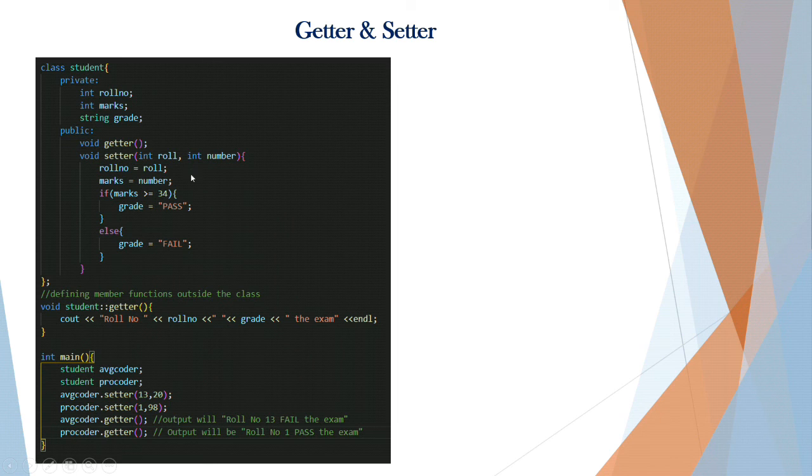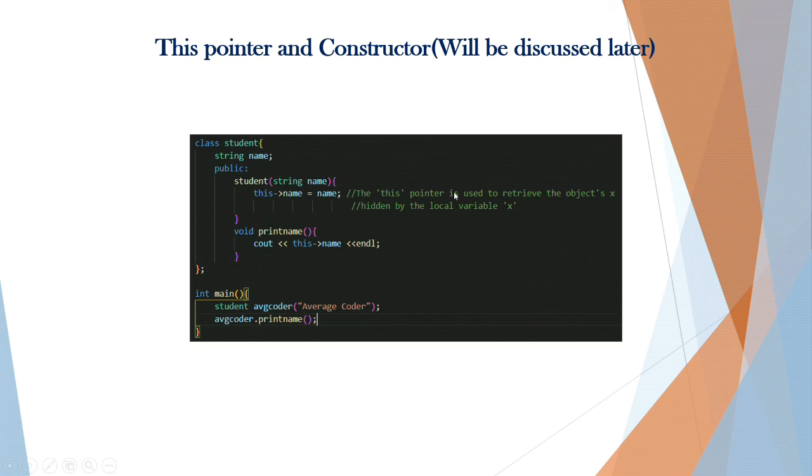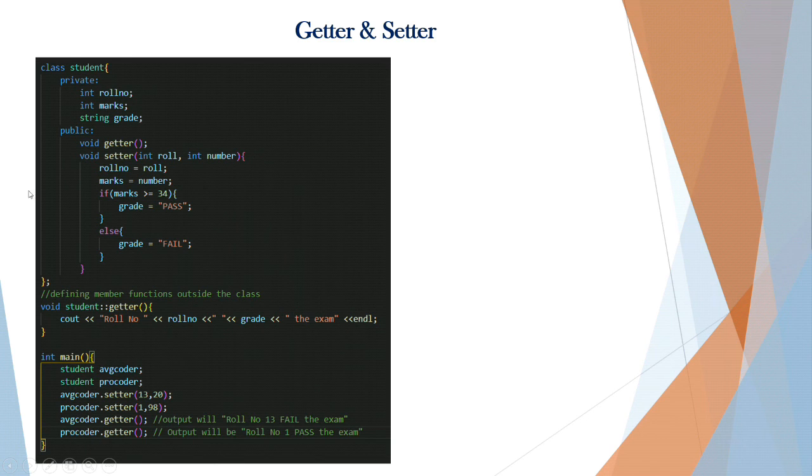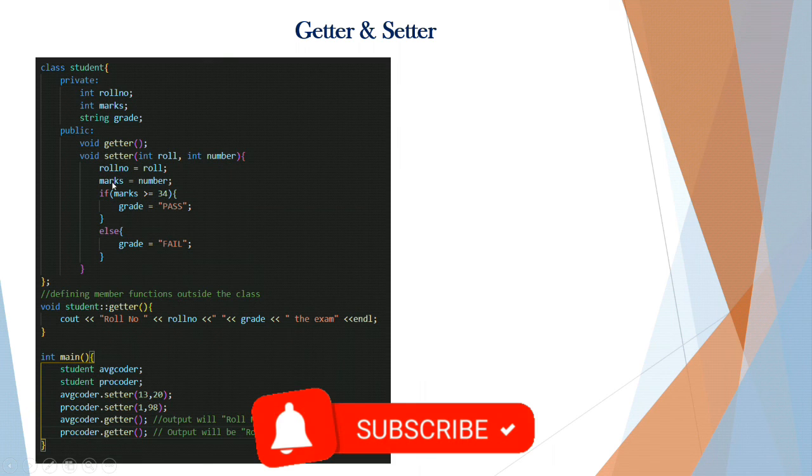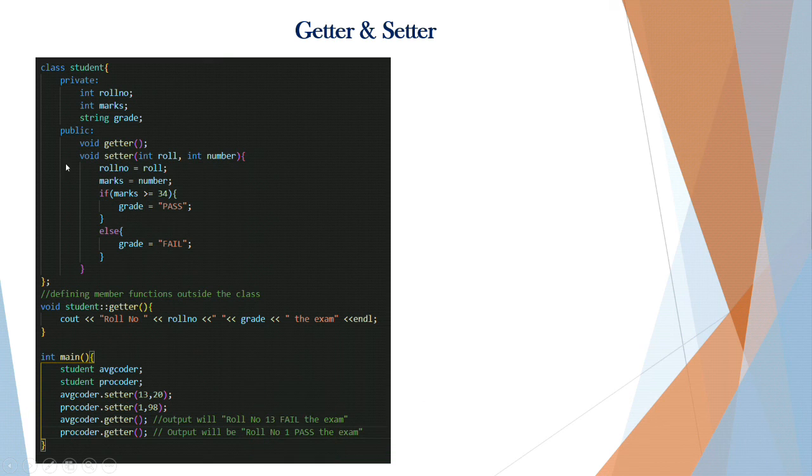In the setter, 13 will be received in roll and 20 will be received in number, and this will be stored in roll number. As I have previously said, we can easily access the private variables from the public section. So we are simply storing roll in roll number and marks, and here we are using an if condition. This program checks whether a student has passed the exam or not. It checks whether marks are greater than or equal to 34, then puts pass in grade, which is also a variable in the private section. Else it just puts fail.